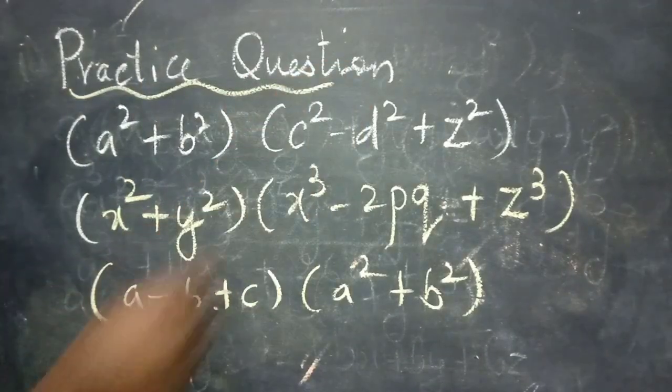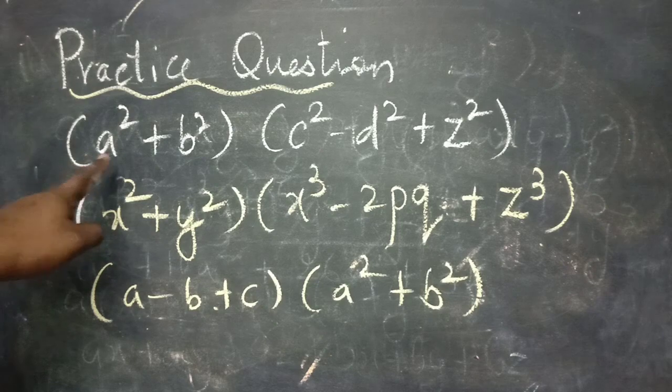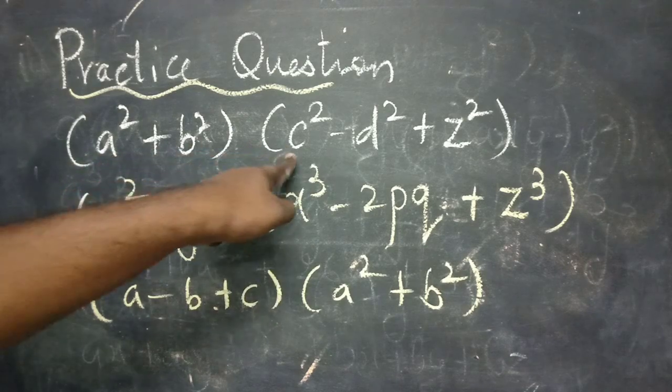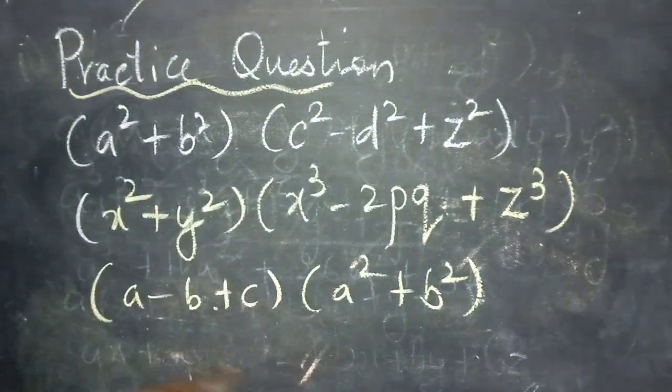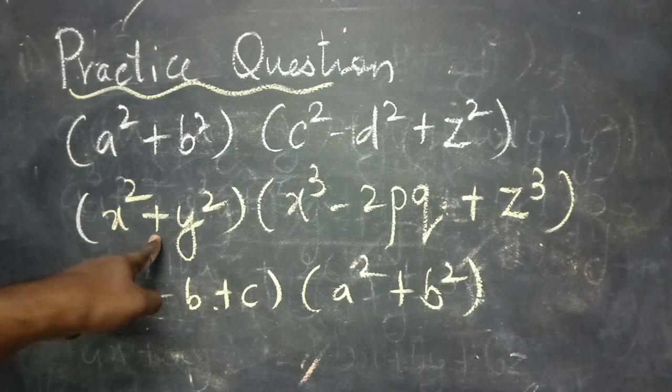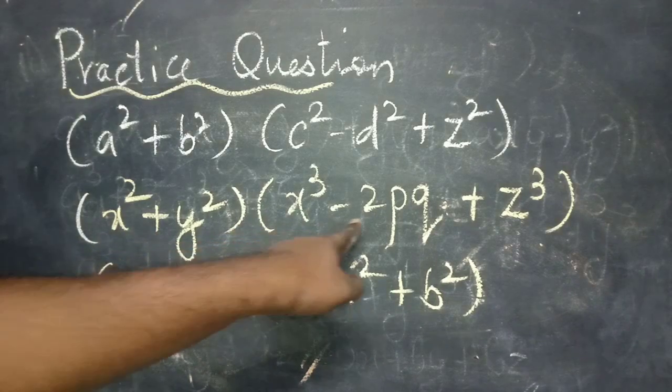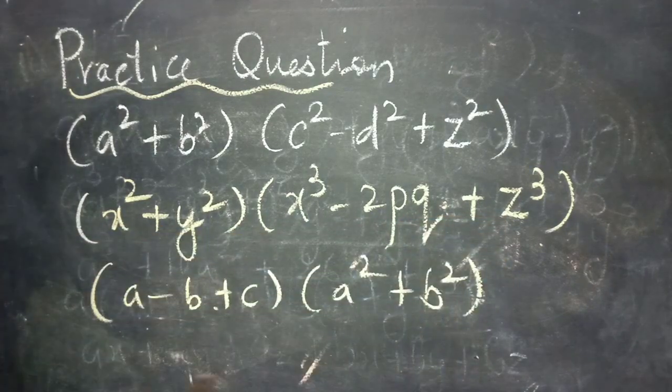These are a few practice questions for you. The first question, a square plus b square into c square minus d square plus z square. Second question, x square plus y square into x cube minus 2p cube plus z cube. Now the third question, a minus b plus c into a square plus b square. These are the questions for your practice.